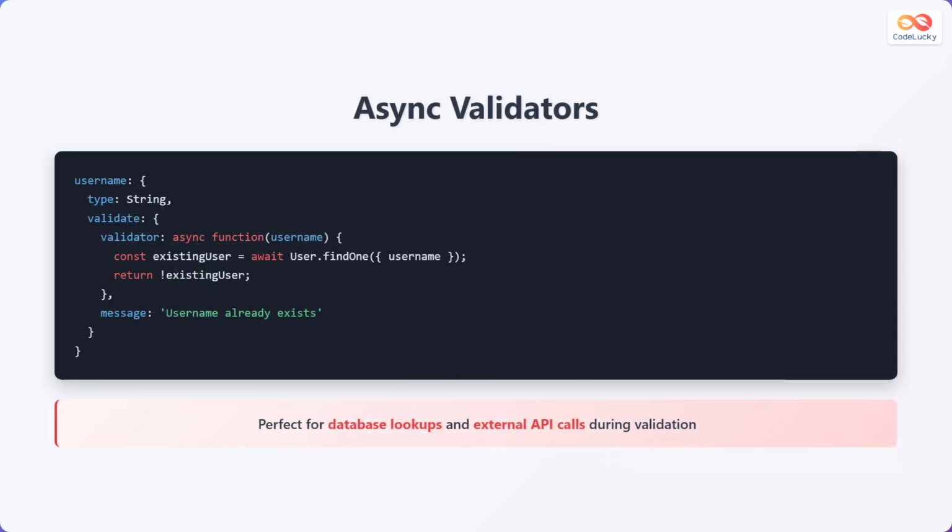Mongoose also supports asynchronous validators. These are useful for performing database lookups or external API calls during validation. Here's an example. In this case, the username property uses an async validator to check if the username already exists in the database. This validator uses the user model to find a user with the given username. Asynchronous validators are perfect for database lookups and external API calls during validation.